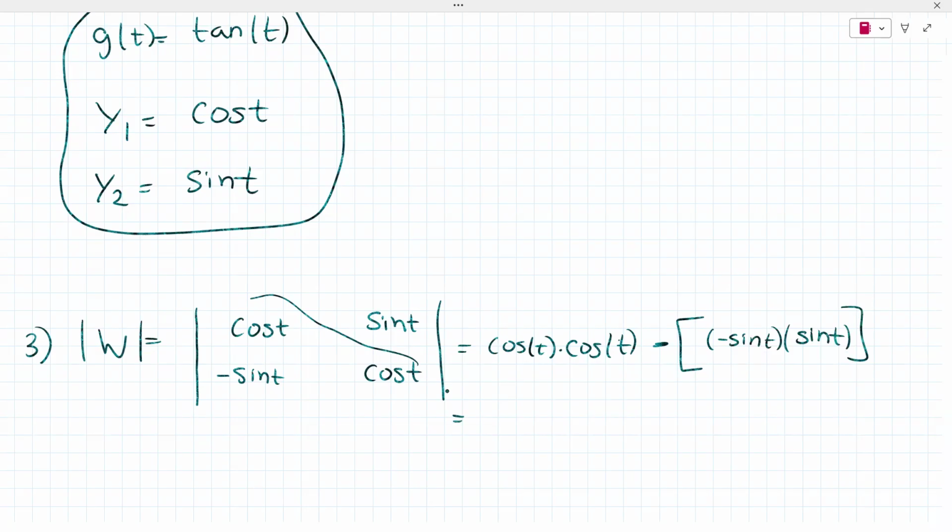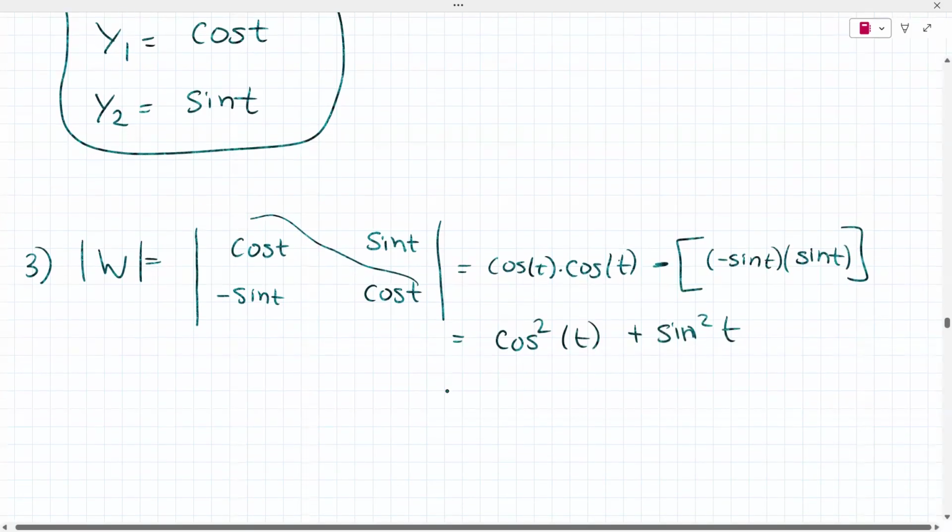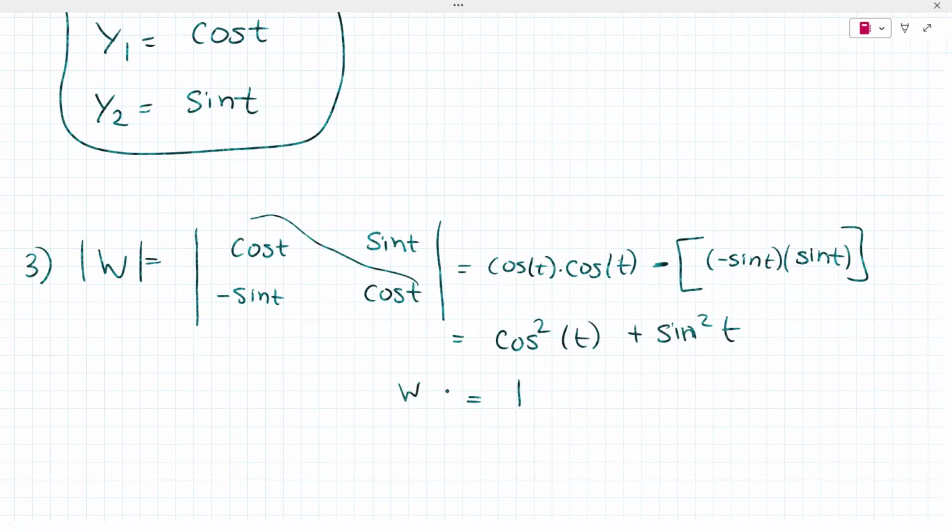So this is going to be cosine t times cosine t, which is cosine squared t. And over here, two negatives become a positive, so that is sine squared t. And we know that cosine squared t plus sine squared t is going to equal 1. So the Wronskian determinant is 1.